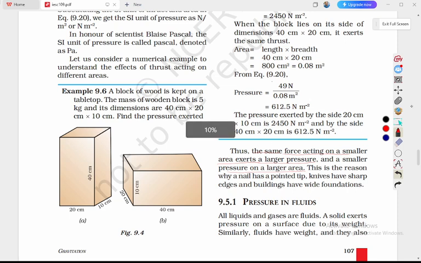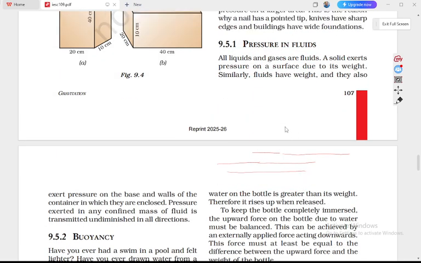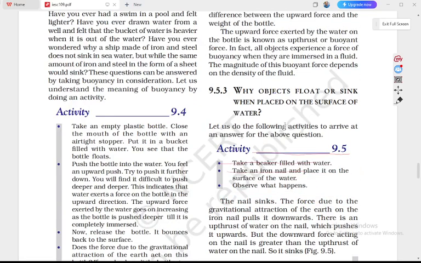Now we learn about pressure in fluids. Pressure in fluids, we learn all these things.